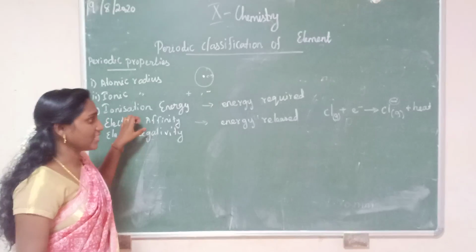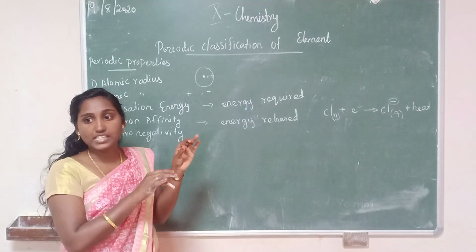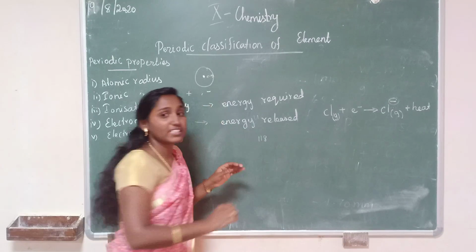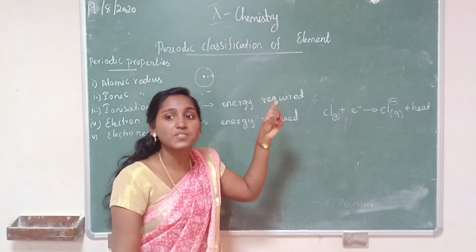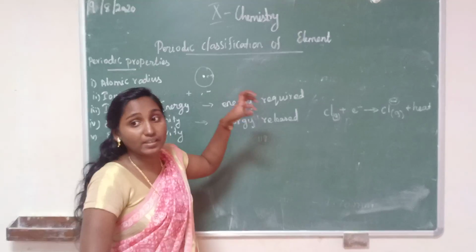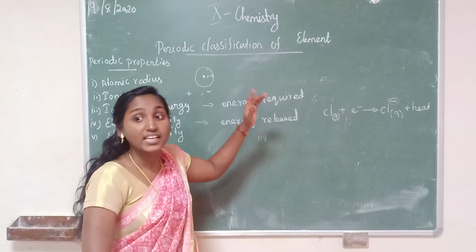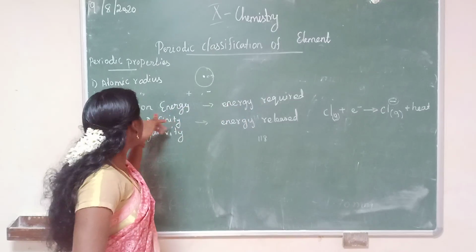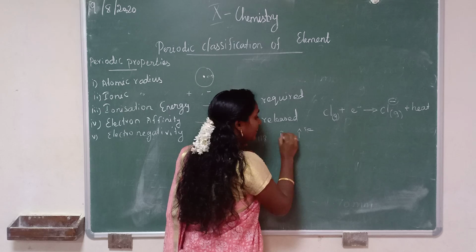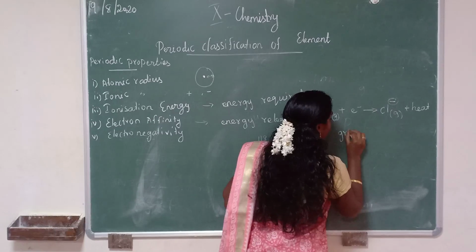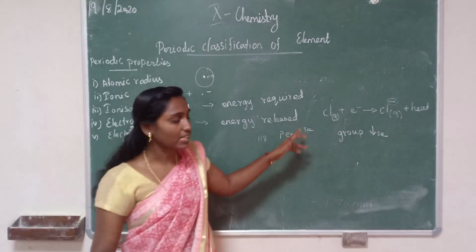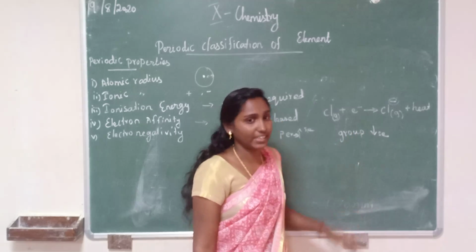You all know the periodic table, right? The periodic table contains 118 elements. It is separated into two forms, that is groups and periods. In this electron affinity, from left to right is called a period, right? In the last class we discussed. So in a period, electron affinity increases. In groups, electron affinity decreases.